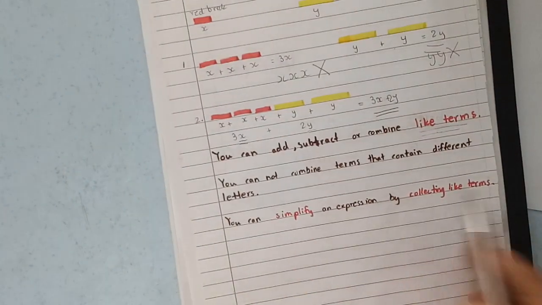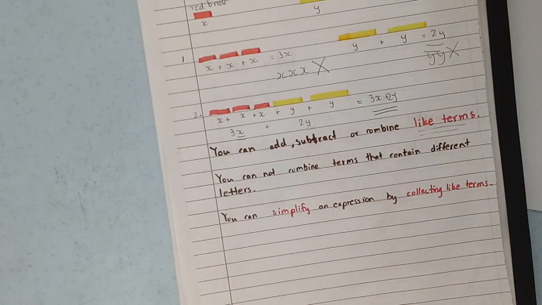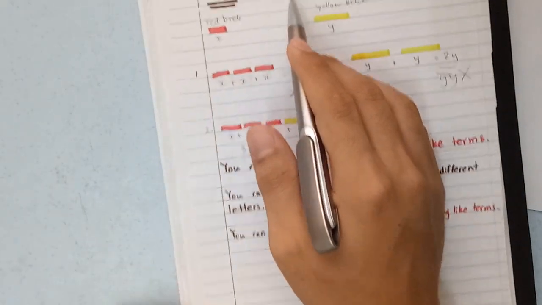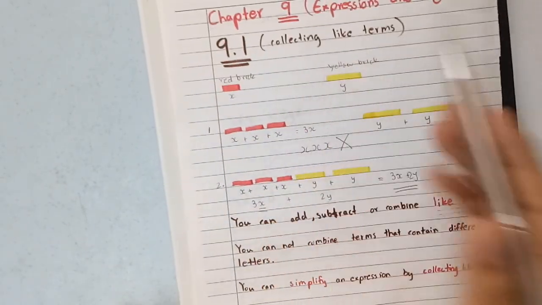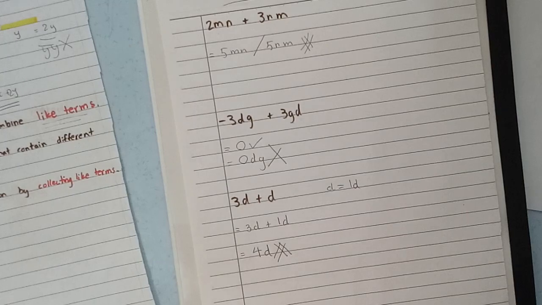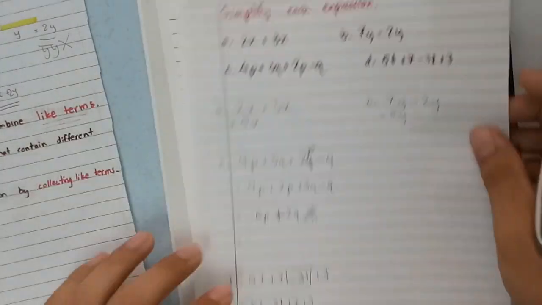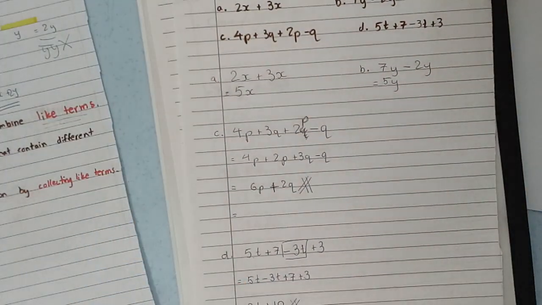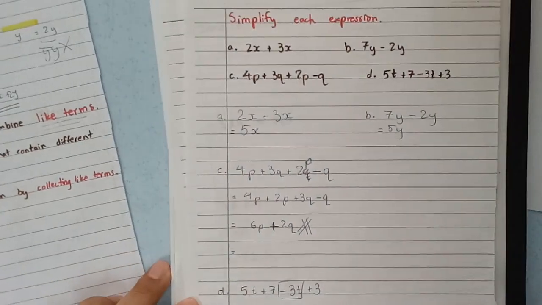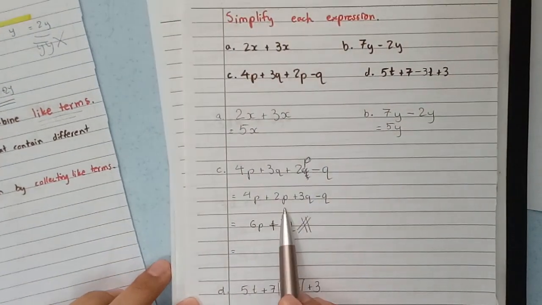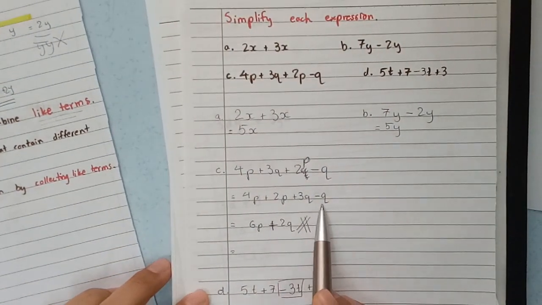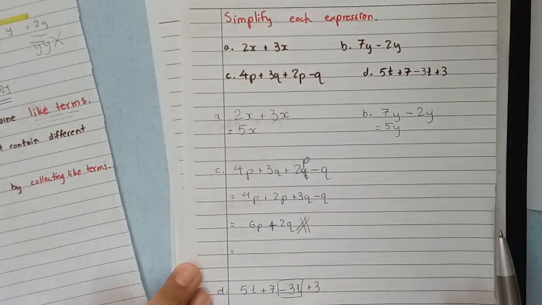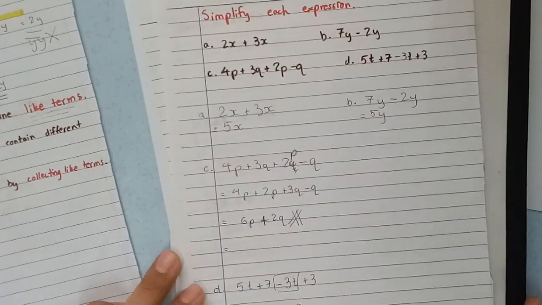Simplifying is collecting like terms. It's very simple. When you look back at them, I just simply collect the like terms. See, I collect them first. p and p, I collect them first. q and q, I collect them first. Then I calculate. That's it.